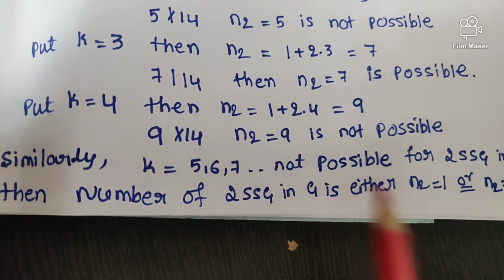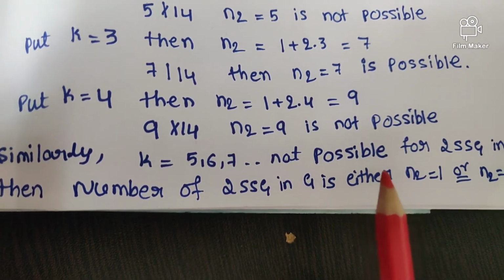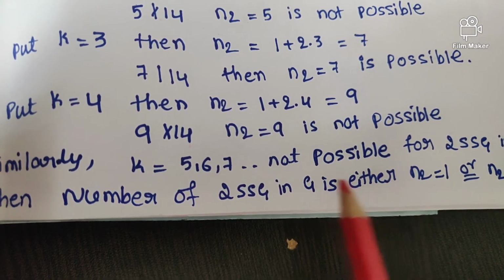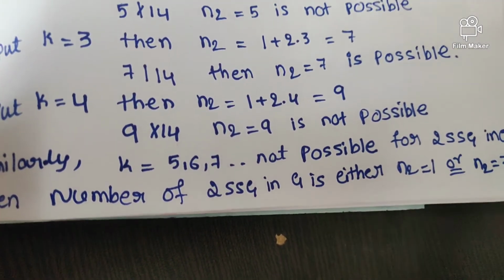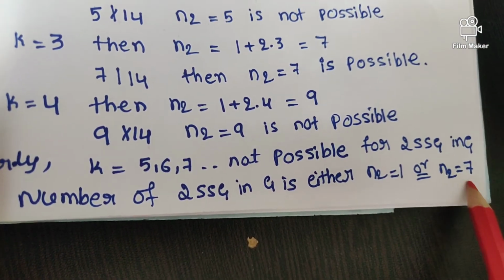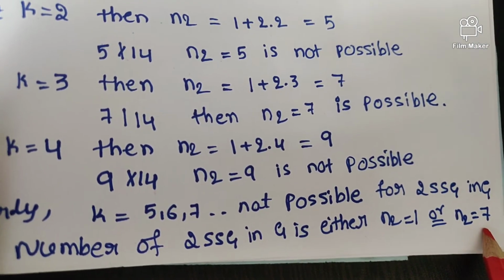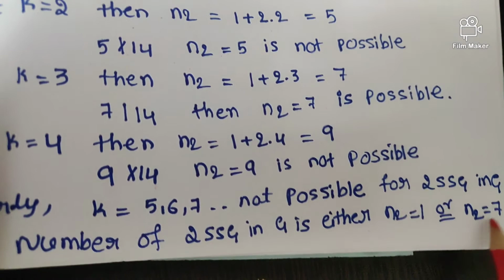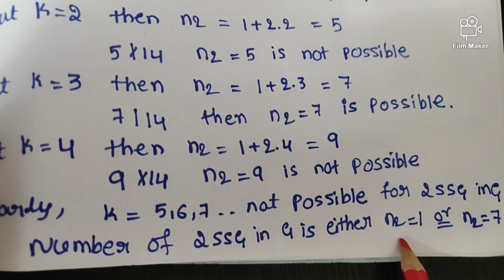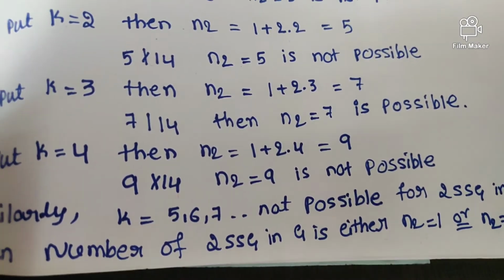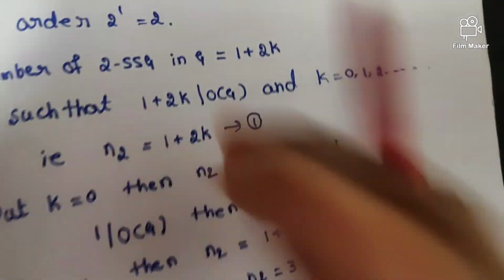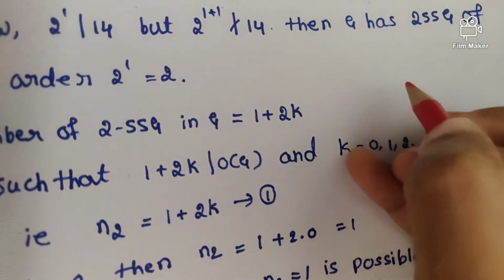If they ask you in multiple choice options where the option is only one, then you have to choose n2 equal to 7. If your option is more than one, like in part C, then you have to choose both these answers.